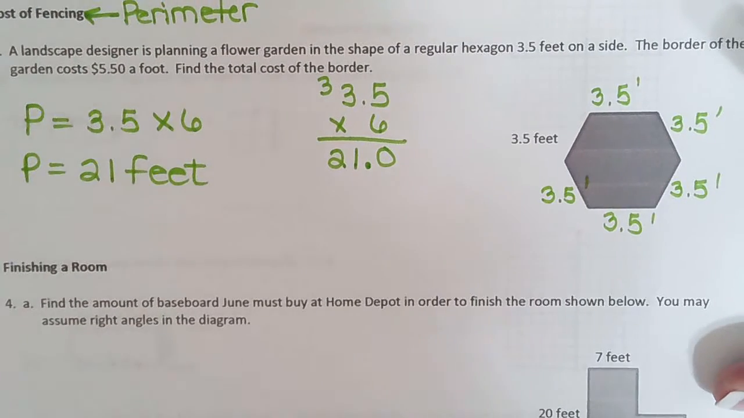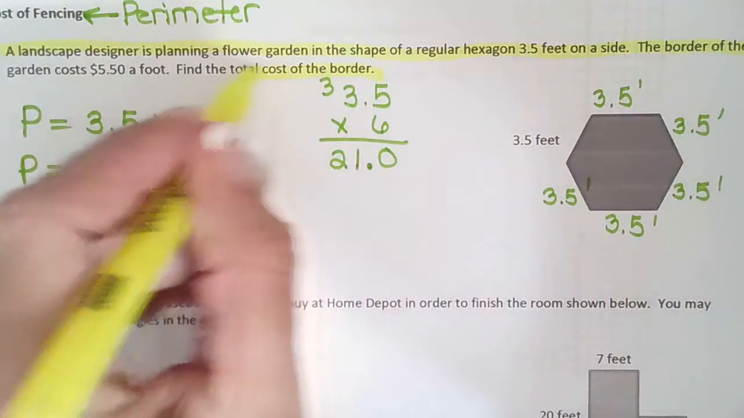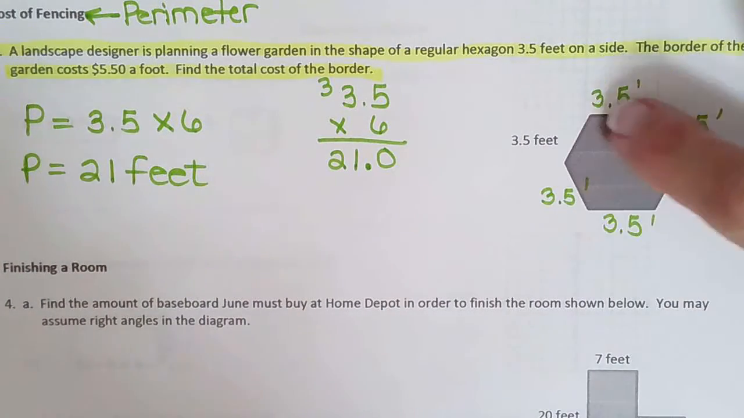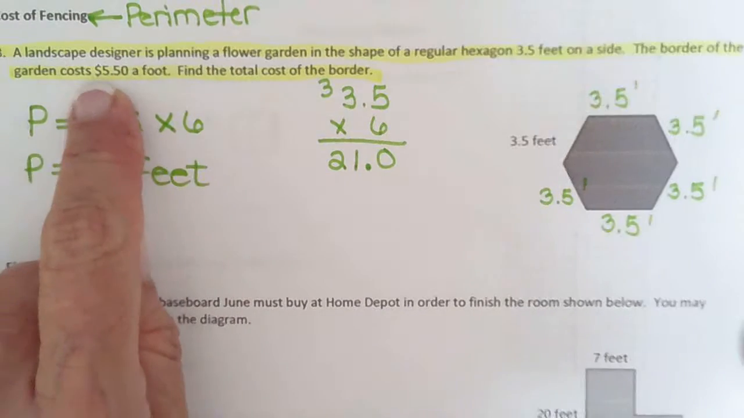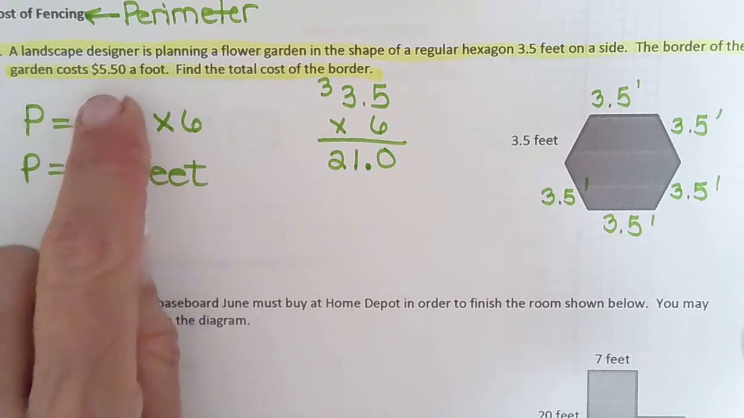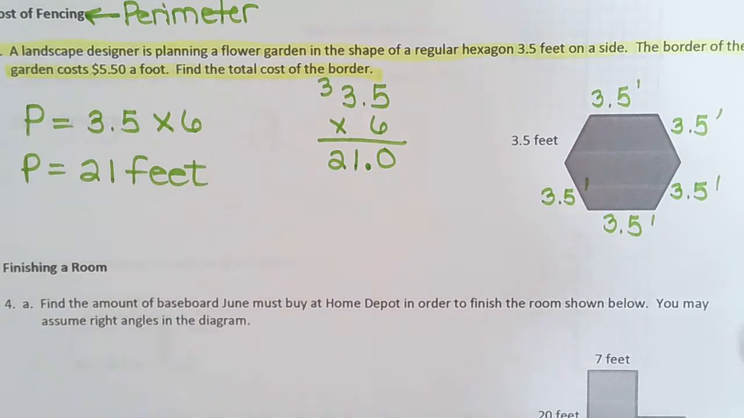The border of the garden costs $5.50 a foot. Find the cost of the border. And I do know I put this one on the final as well. So I found how many feet the border is. How do you think I'm going to find the cost? $5.50 a foot. So we have 21 feet. Does it make sense you're going to multiply those? 5.50 times how many feet we have, which is 21.